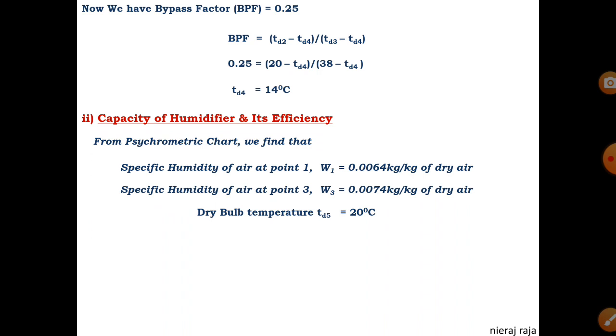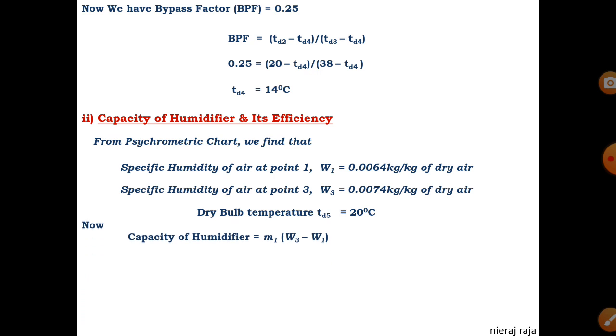So at point number 1, we had W1 equal to 0.0064, and at point number 3 we had W3 equal to 0.0074, and the dry bulb temperature is 20 degrees Celsius. Ideally you could have achieved the humidification process when the air is saturated.